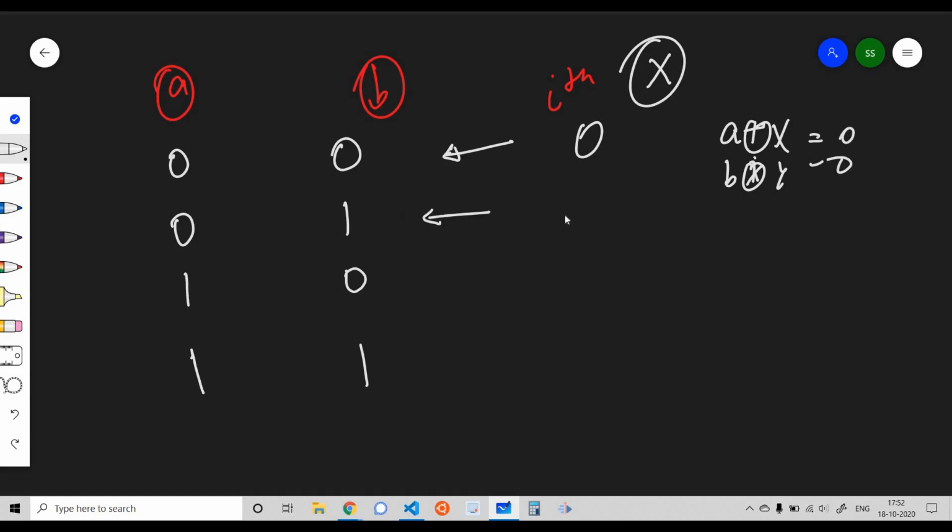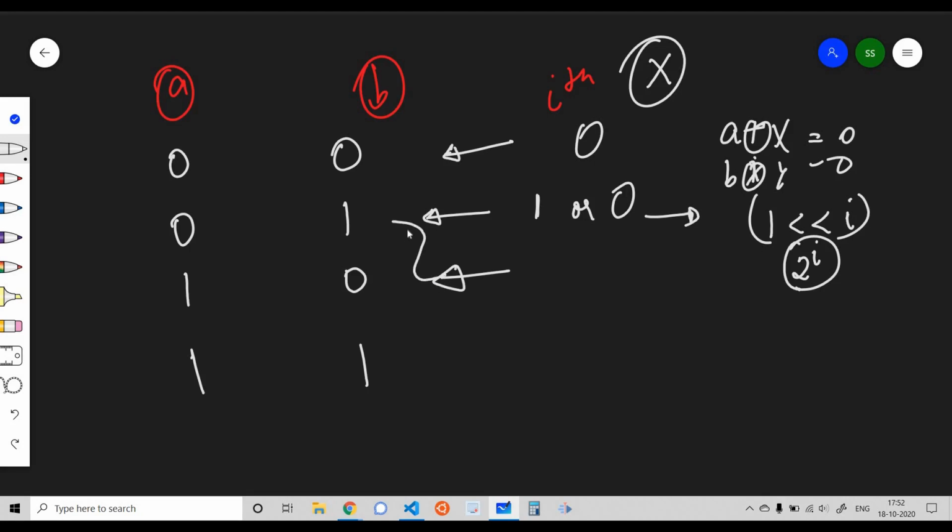And for this case, if we put 1 or if we put 0, in both cases the sum of a XOR x plus b XOR x would be equal to 1 left shifted by i, which is equal to 2 to the power i. So it does not matter what this particular bit of x is if we see both are different. So this case is similar to case 2.